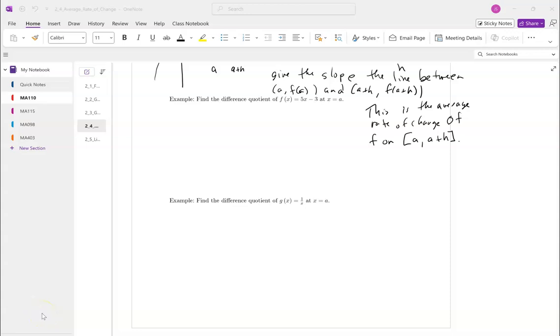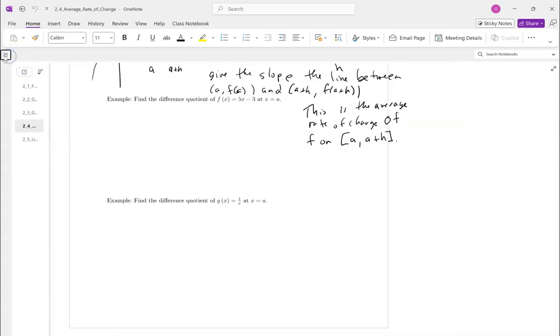Monday. So we got a couple more sections to finish up for the exam. So let's keep going then with what we talked about on Friday with average rate of change. And then we'll get into new stuff with linear functions.